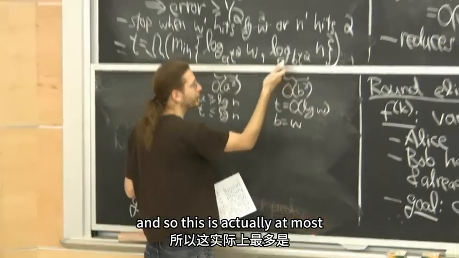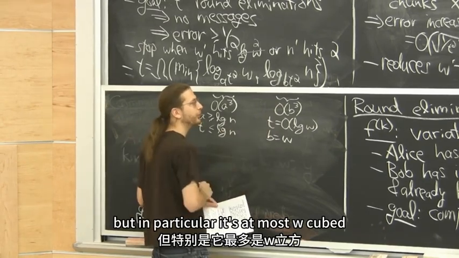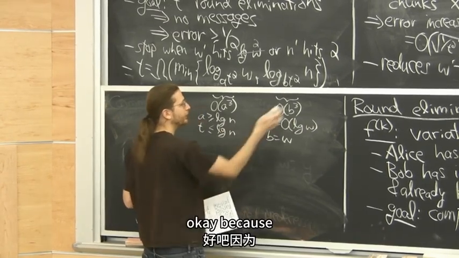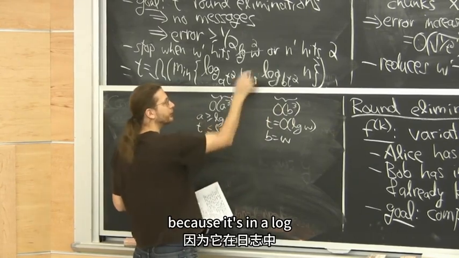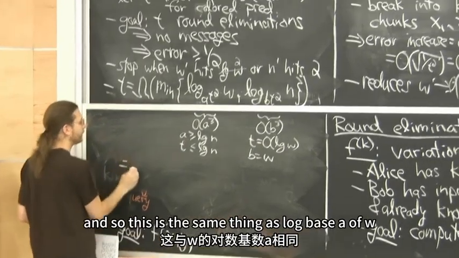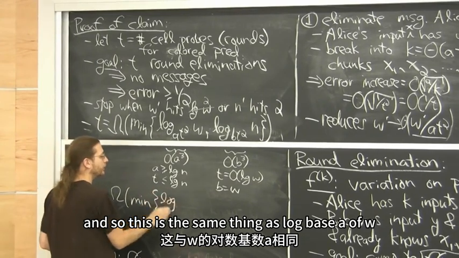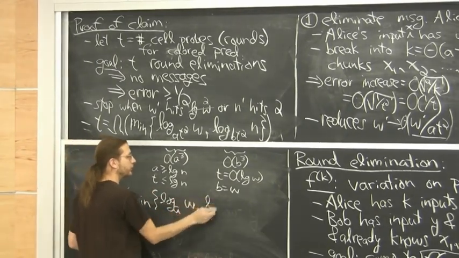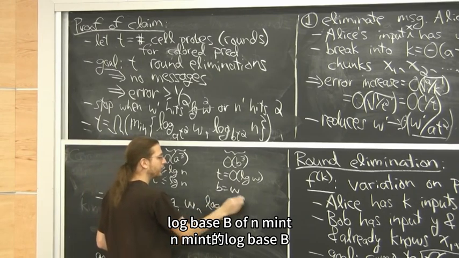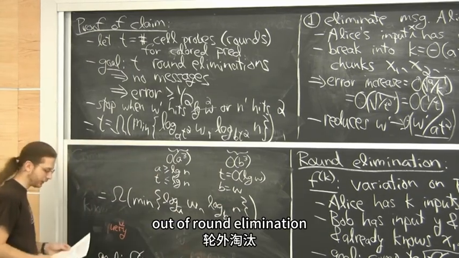And so this is actually at most w times log squared w. But in particular, it's at most w cubed. And we don't care about that constant because it's in a log. So it just comes out as a factor of a third or whatever. And so this is the same thing as the min of log base a of w and log base b of n. And that's the nice symmetric bound that you get out of round elimination.